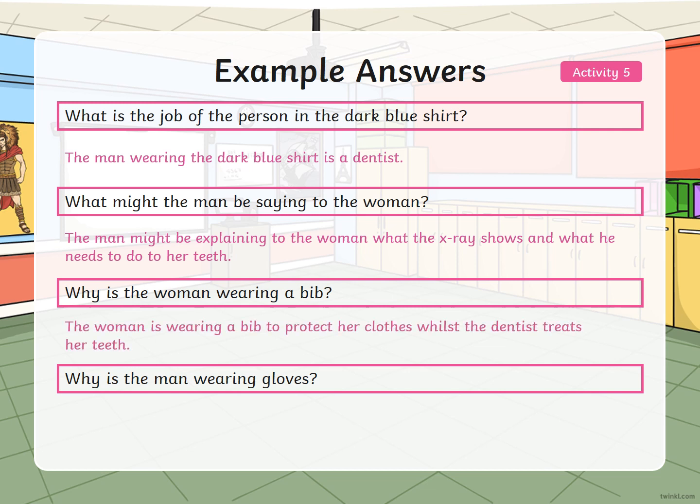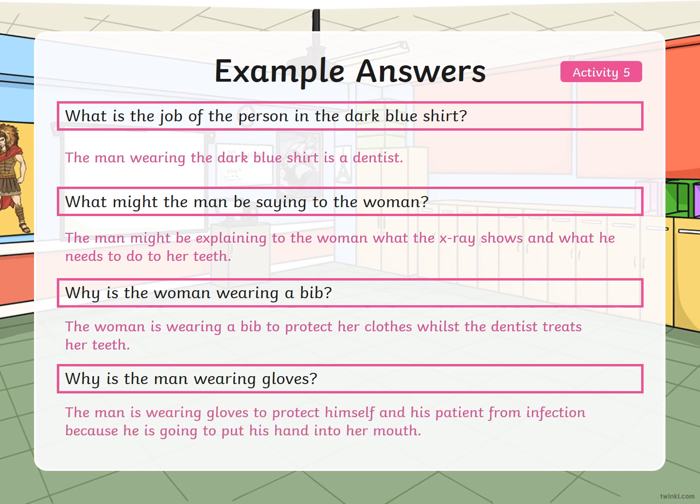So the woman was wearing a bib to protect her clothes whilst the dentist treats her. So I don't know if you've been to the dentist, but sometimes there's water that they spray in, or they might use different things, and that can sometimes go everywhere, okay? So they've got the bib on to protect the clothes. And then why is he wearing the gloves? He's wearing the gloves to protect himself and the patient from infection, because he's going to put his hand in her mouth. So he doesn't want to be putting a dirty hand into her mouth, because this can cause infections and make people poorly.